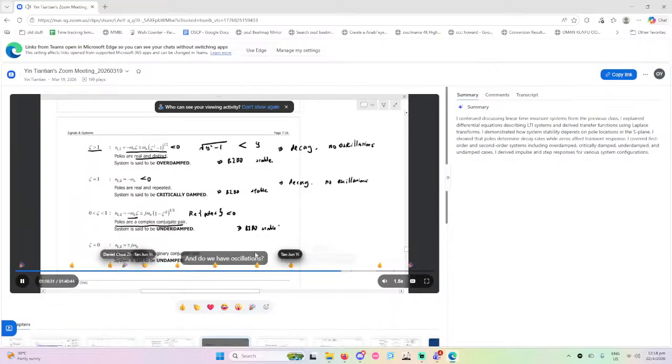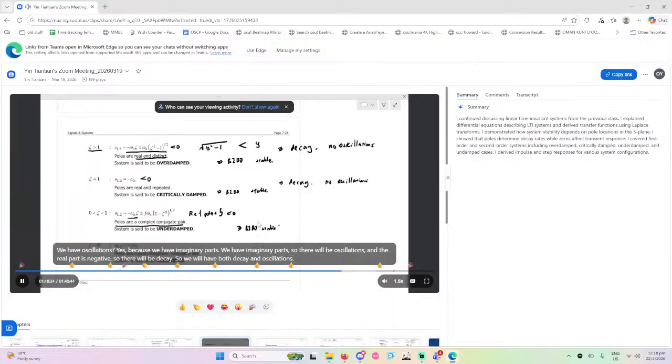And do we have oscillations? Yes, because we have an imaginary part. We have an imaginary part, so there will be oscillations, and the real part is negative, so there will be decay. So we will have both decay and oscillations.